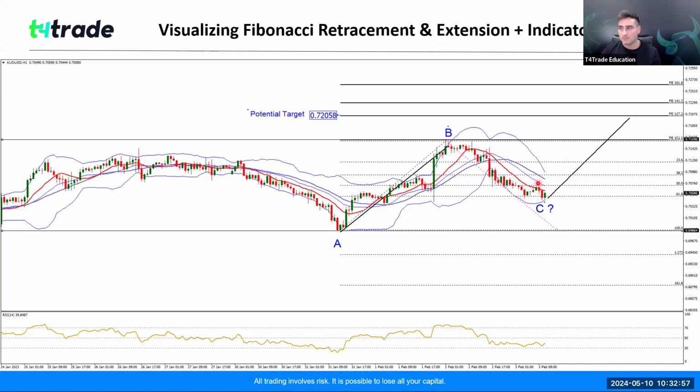We need to see price action rallying. We need to see the moving averages having a crossover, much like in this area right here, or this area right here, a clear crossover. Also, what do we need to see?